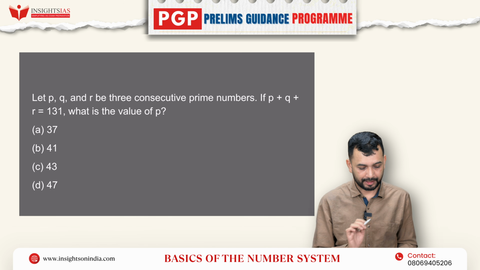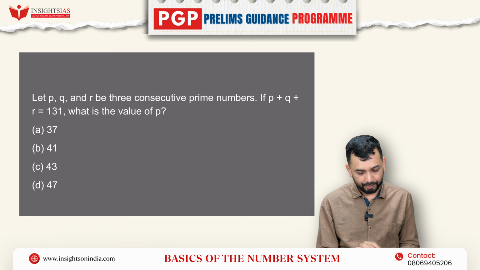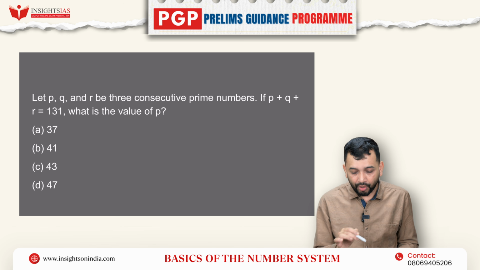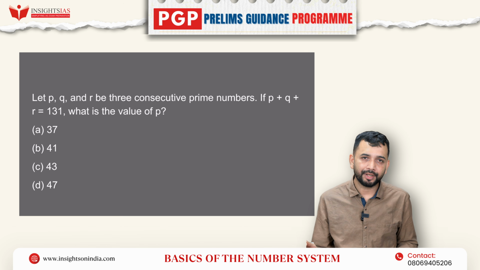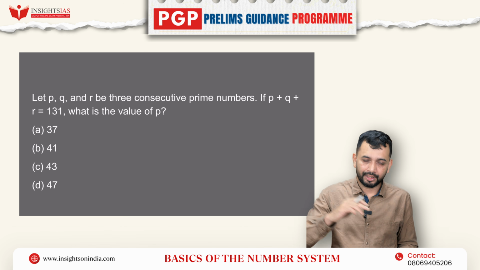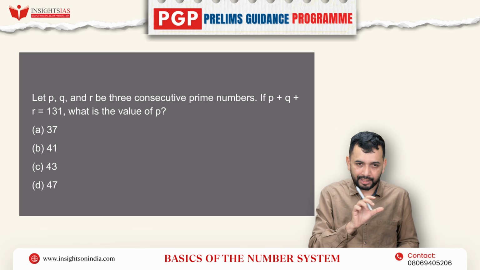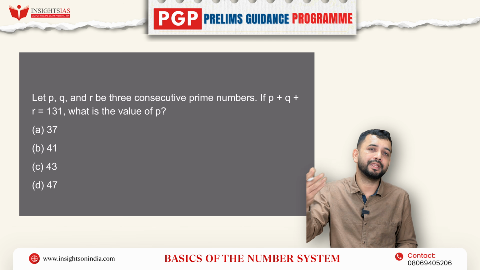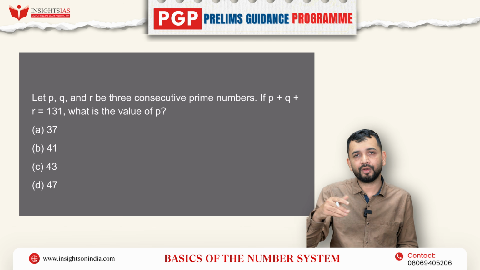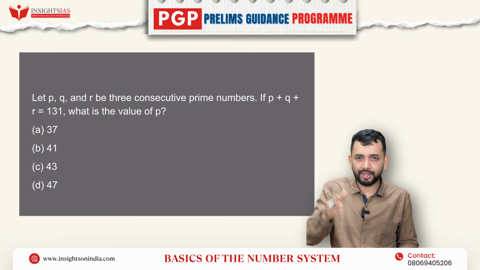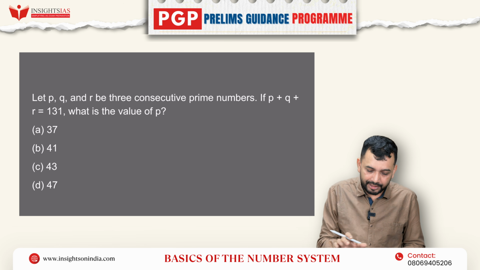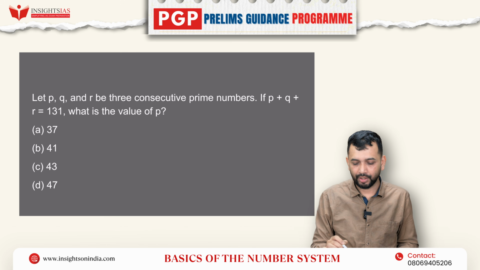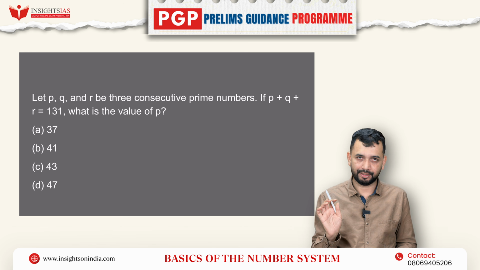Right. Next. Let P, Q, R be three consecutive prime numbers. Here consecutive means what? Let's say 2, 3, 5. They are continuously coming one after the other. Or it can be 3, 5, 7. Right? Or 5, 7, 11. They have to be coming one after the other. Like that, there are three consecutive numbers, P, Q, R, whose sum is 131.